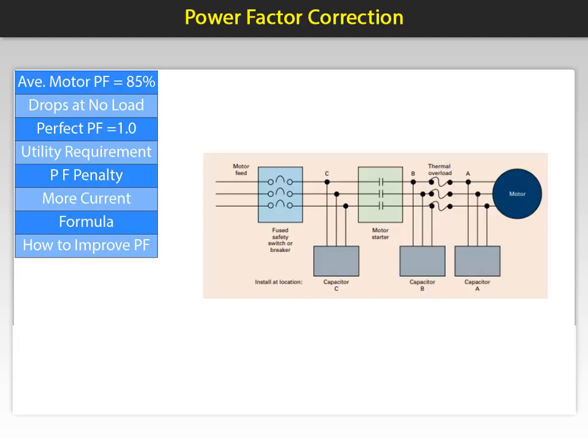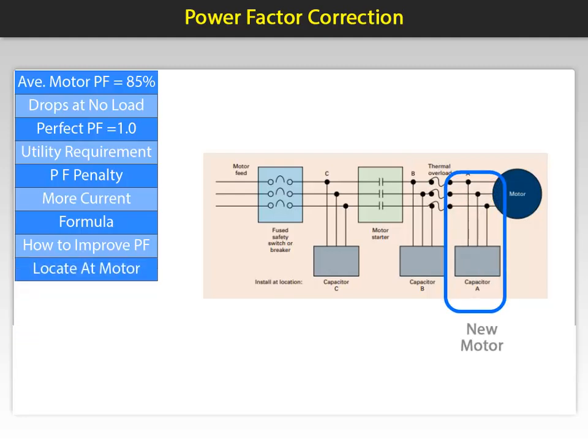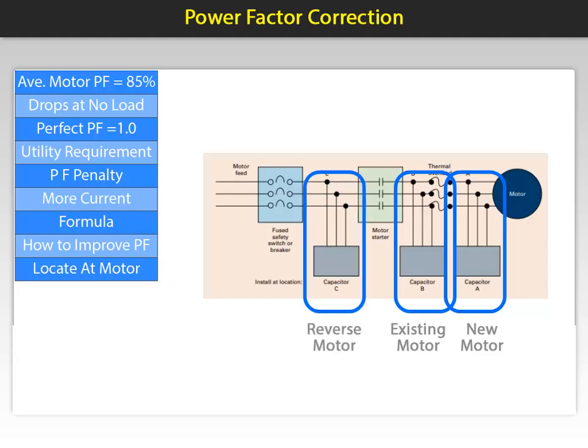If it is a new motor installation, the capacitor can be placed in position A, on the motor side of the overload relay. Position B is used if it is an existing motor. Position C is used when a reversing, multi-speed, or frequent starting motor is used.